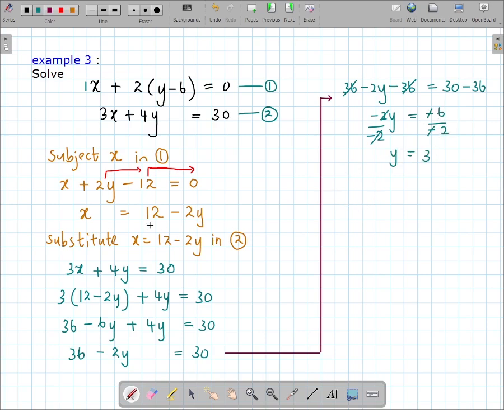Then we have already subjected x. So I write that x equals 12 minus 2y. Then substitute y as 3 and find x value. X equals 12 minus 2 times 3. 2 times 3 is 6. Then 12 minus 6, that is 6. So the final answer is x equals 6, y equals 3.